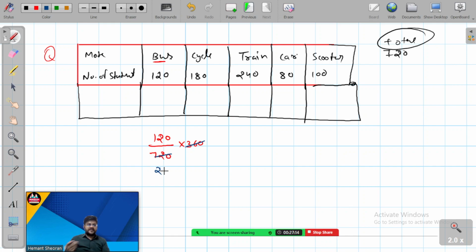So we get a ratio: 360 and 720 cancel out to 1 over 2. So we just need to find half of each. What will be the half of each? 60, 90, 120, 40, and 50. That's it, that's an easier way. If you get a perfect ratio, then you can do it easily. Yes or no? Okay.